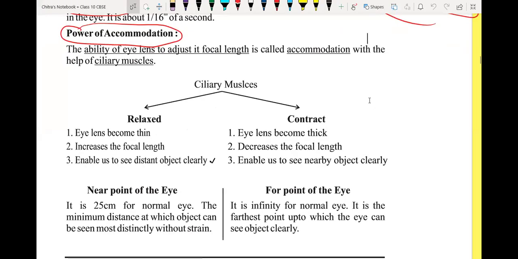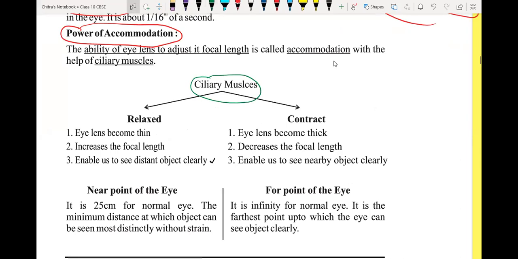Students, we are going to start the power of accommodation, which is part of the human eye from your light chapter. So what is power of accommodation? We already discussed how ciliary muscles work. Ciliary muscles are responsible for the power of accommodation of the human eye lens.